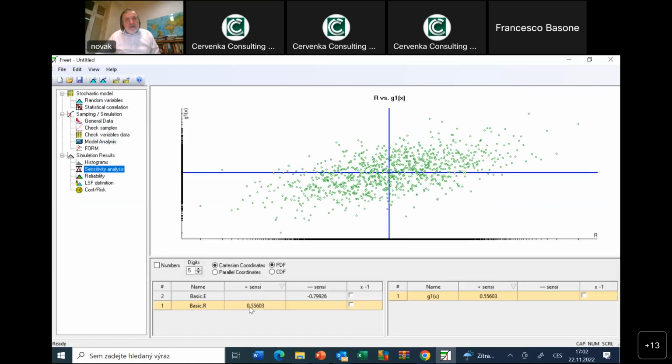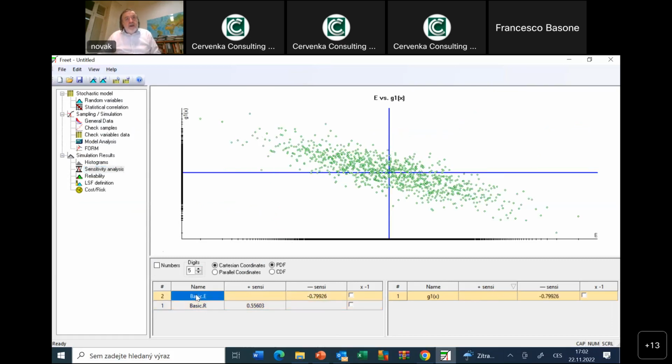We can see that the resistance variable influences the function with a correlation coefficient of 0.55. So it's a positive correlation, and there is a positive trend here, right? And for variable E, the bigger the action of the load, the smaller the function, right? So the correlation coefficient is negative, minus 0.8, and it has this negative trend. So this is the sensitivity analysis.